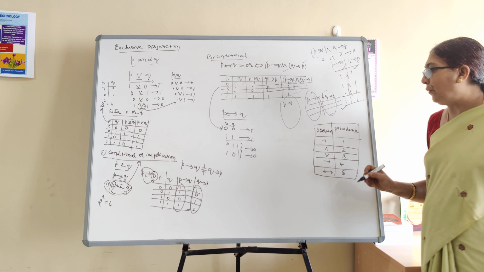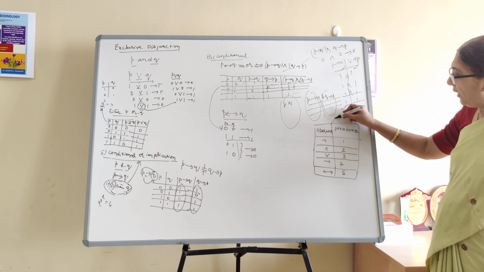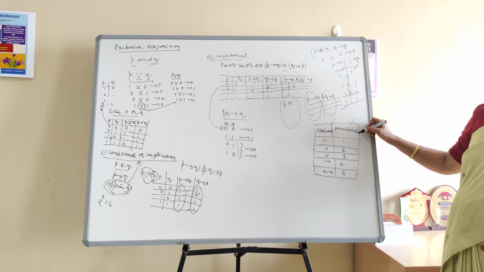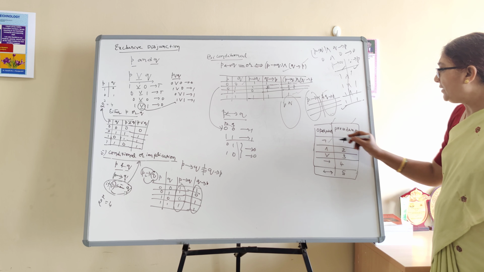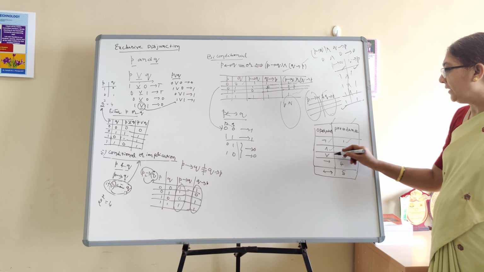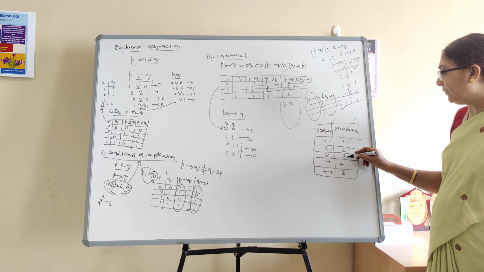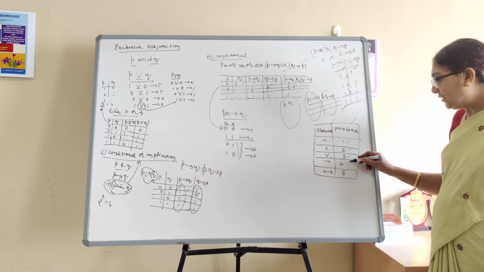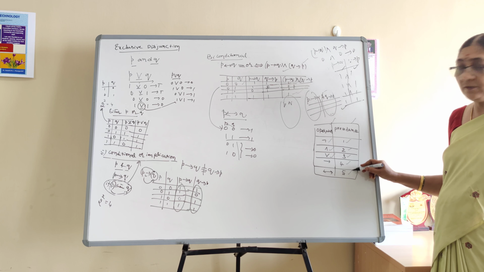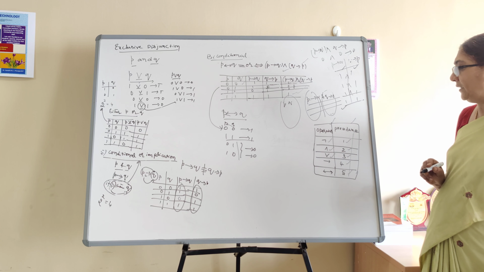Now before we end the class, we have to know the operator precedence. This is very, very important while solving problems. Negation is the first precedence, conjunction is the second precedence, disjunction is the third one, conditional is the fourth one, biconditional is the last one. You keep in mind all 5 things.